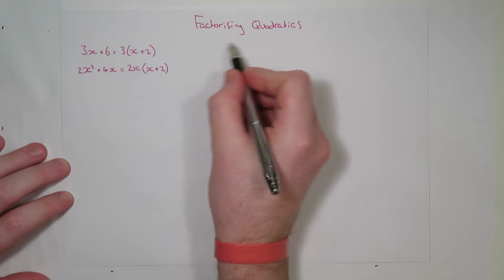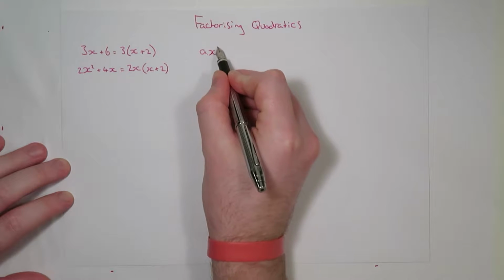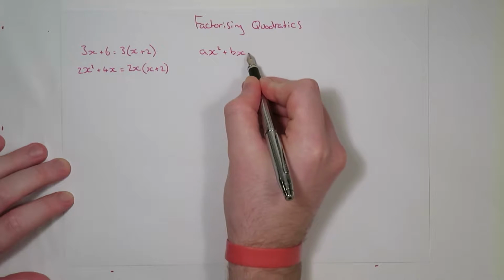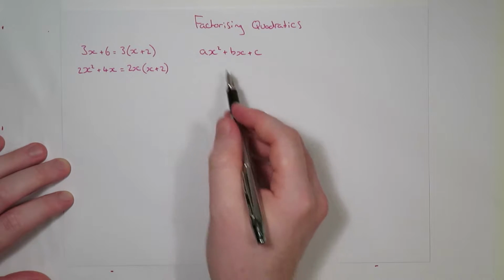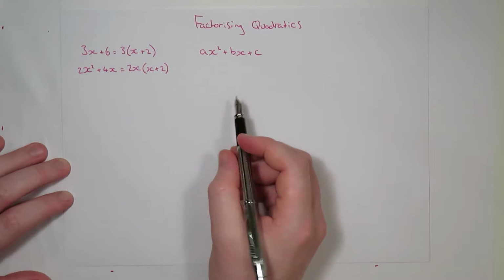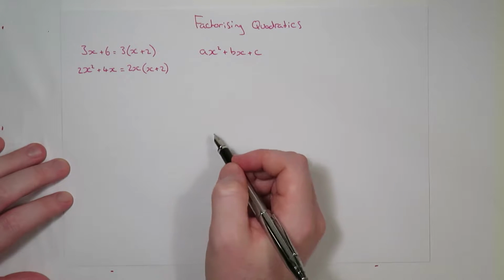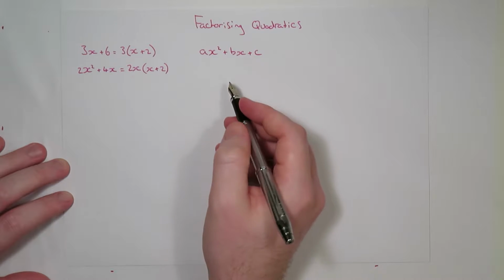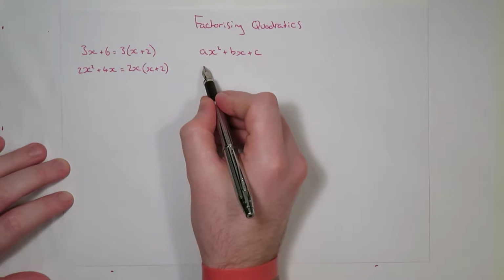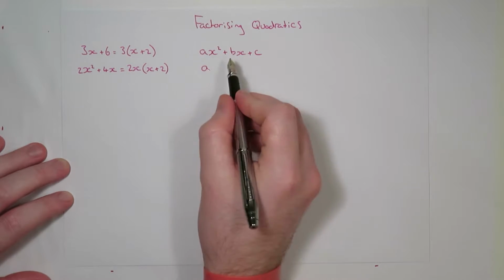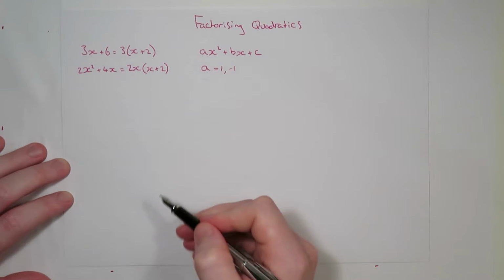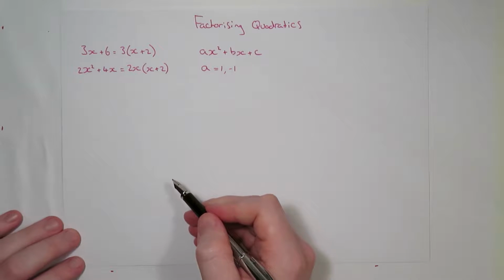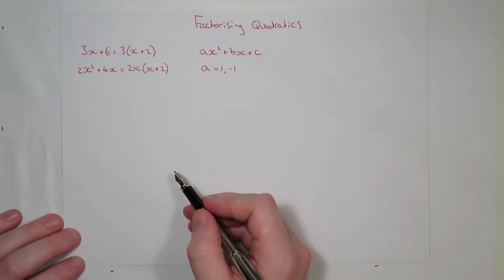Okay, so a quadratic is an equation which has an x squared term in it. So this here is quite often how people write quadratic equations, with a, b and c all representing some number. They can be positive or negative. But in this video, we're only going to be looking at quadratics where a is equal to either 1 or negative 1, so plus or minus 1. So let's just get straight into it.